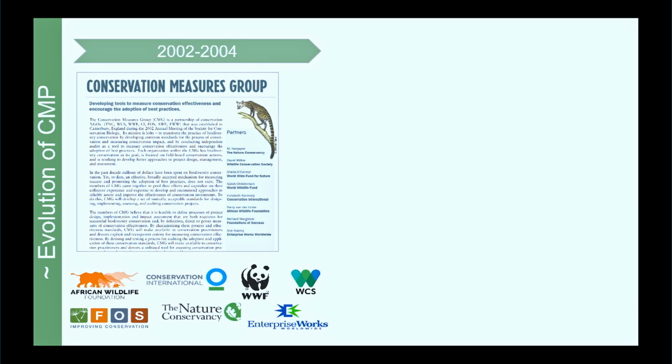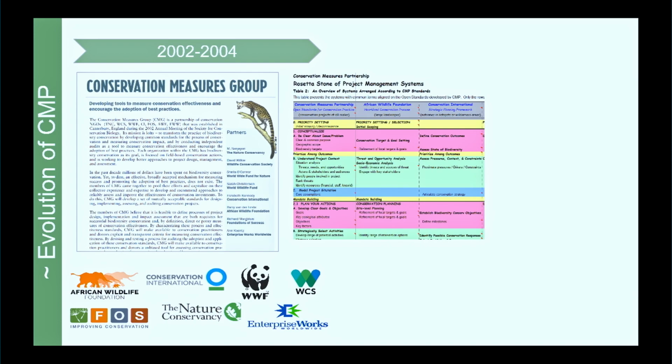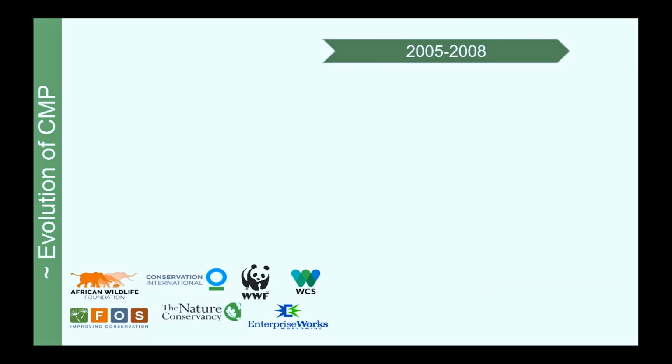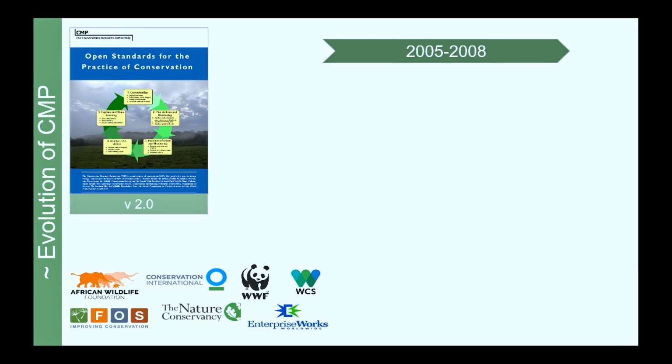But these were the founding members. And this is the Rosetta Stone that I mentioned, the crosswalk of terminology that they did early on, and that led to, or was an input to, the first version of the conservation standards. So CMP continued to, in 2007, it had version 2 of the standards. It also grew a bit. You can see a few new organizations added down here.